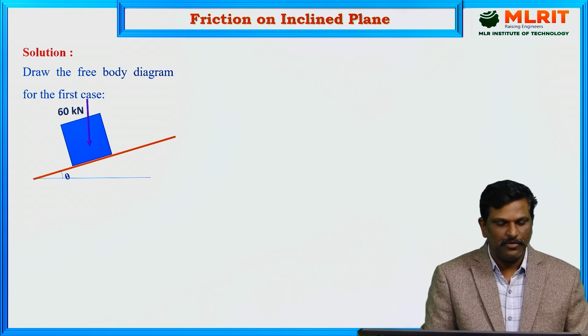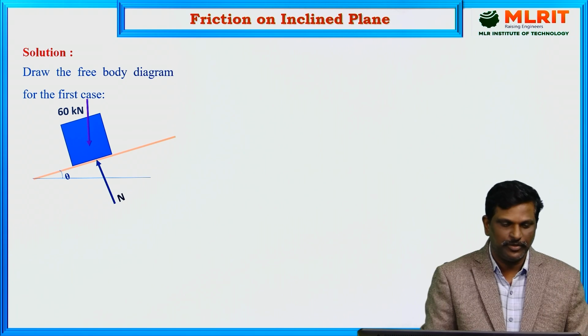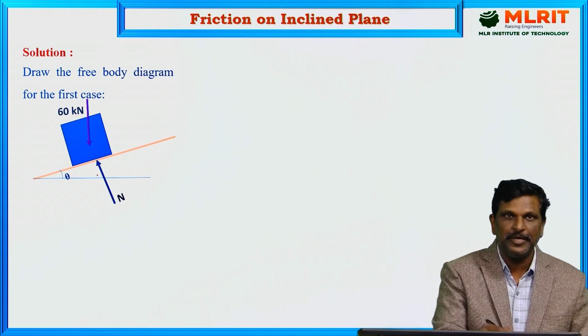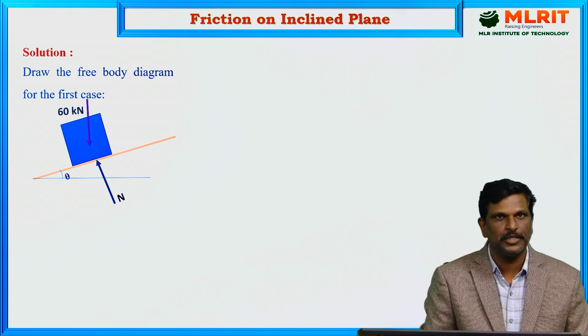The weight always acts vertically downwards, and the normal reaction will always be perpendicular to the contact surface. We know that the angle between weight and normal reaction will be equal to the angle of the plane. We have seen how to calculate that in our previous problem.